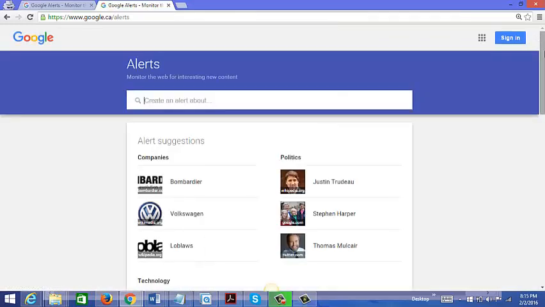And I'm sure most people are already familiar with Google Alerts. And what it does is you would type in a keyword here and you would get notified by email whenever that keyword shows up on a new article or blog post.